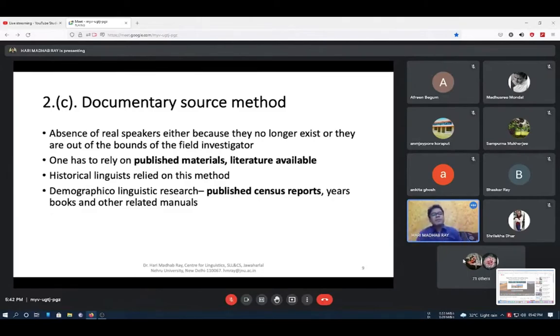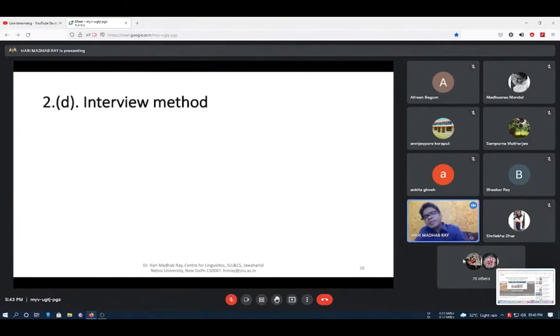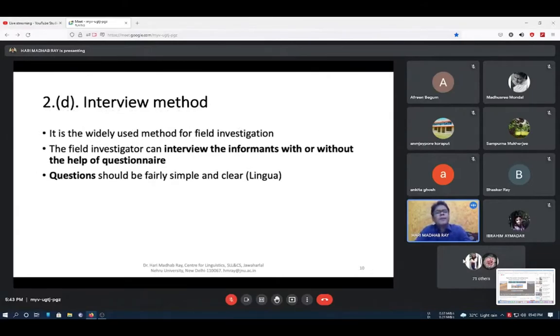Then demographico-linguistic research. As I mentioned, published census reports, yearbooks, and other related manuals at times researchers depend on all this kind of material. And this is the interview method, and my focus today would be the interview method and some practicalities while conducting it, especially the interview in the field. The interview method is the widely used method for field investigation.